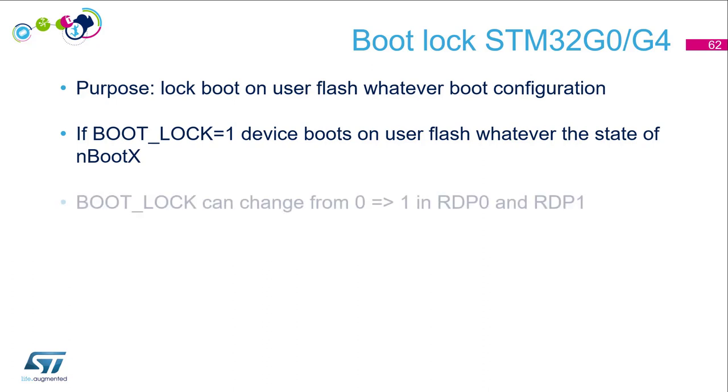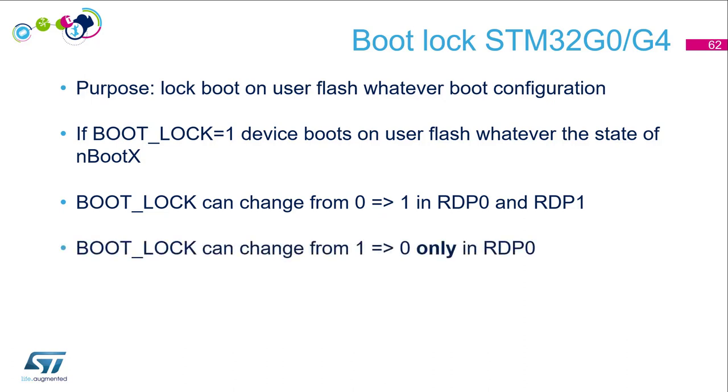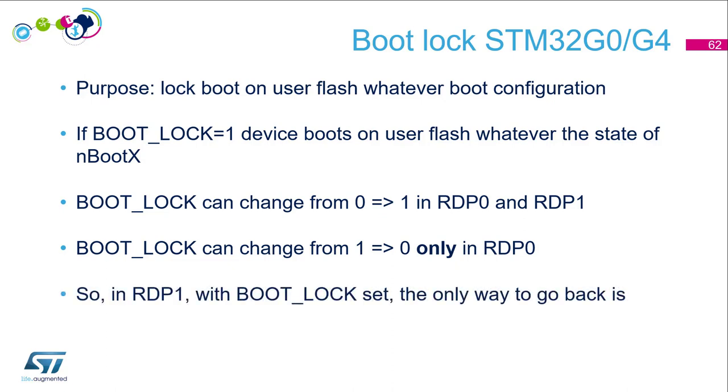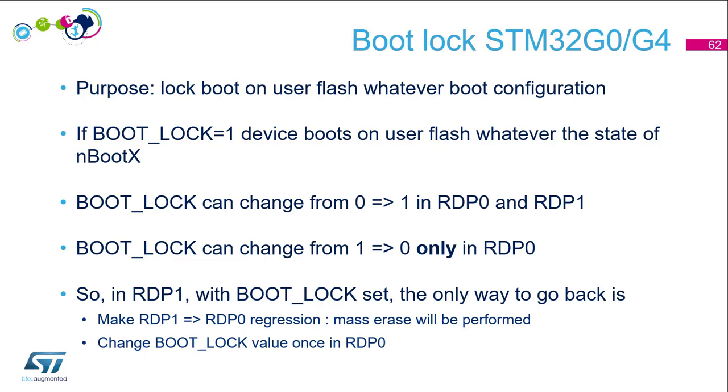The boot lock can be changed from 0 to 1, I mean we can activate it, when we are in RDP0 or in RDP1. But if you want to change it from 1 to 0, I would say to remove this functionality, you can only do it in RDP level 0. So if you are in RDP1 with a boot lock set, the only way to go back is to make a regression from RDP1 to RDP0, which implies a mass erase. Then you can change the boot lock value once you are in RDP0.